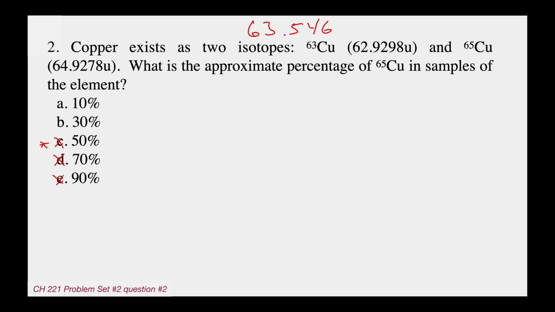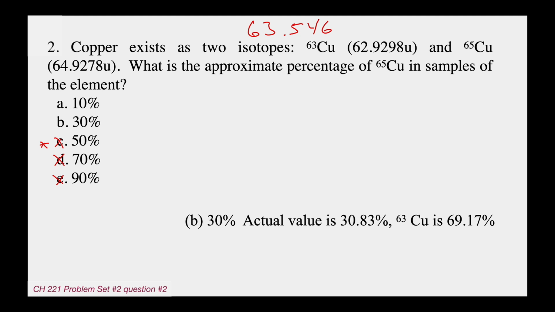Now, if you don't like this way of doing it, there is another way to do these kind of problems. And I'm going to show you how this works on the next question. But the answer for this one is about 30%. And again, if you use the almighty Google, you'll find that copper 65 is about 30.83%. So that's pretty close to the 30% number. Copper 63 is roughly 69.17%.